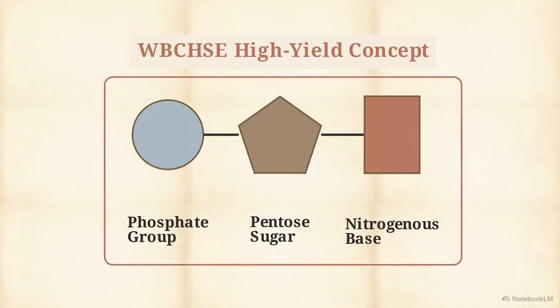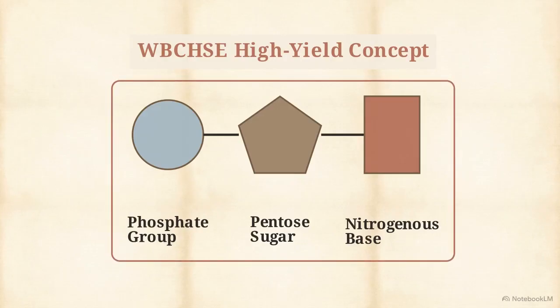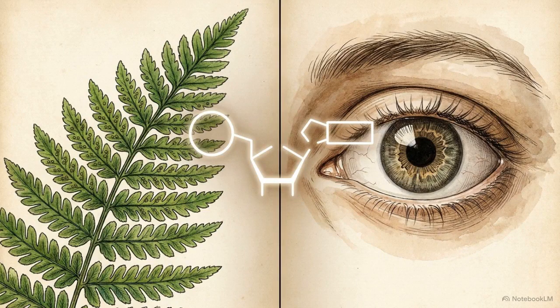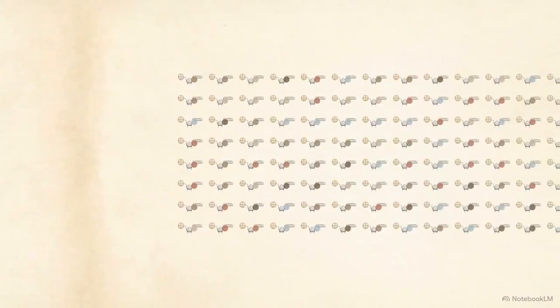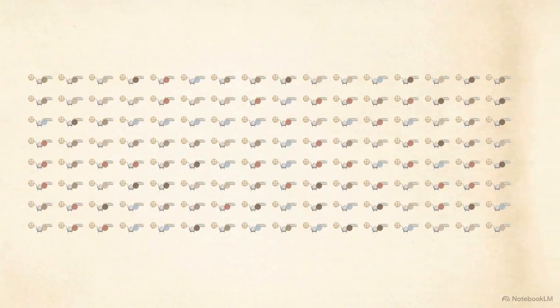This specific breakdown is a high-yield concept for your WBCHSE exam. While these three components are the same across all life, the specific order and chemical combination of these pieces allow cells to store an immense amount of complex biological data.